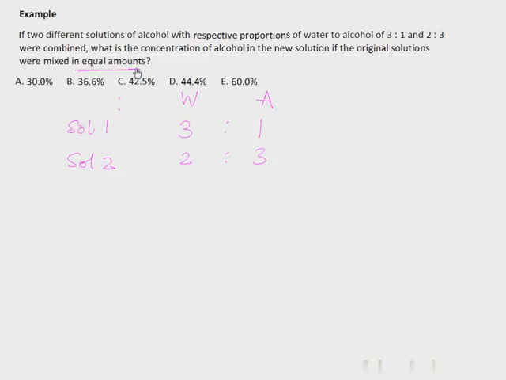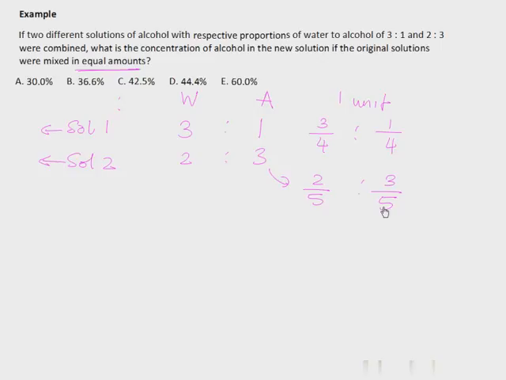So basically, what's the ratio of water to alcohol in the new solution? And I'm combining them in equal proportions. That means if I take 1 of solution 1, I have to take 1 of solution 2. In 1 unit of solution 1, how much is water and how much is alcohol? So water will be 3/4 and alcohol will be 1/4. In 1 unit of solution 2, water will be 2/5 and alcohol will be 3/5 because it's divided into 5 parts.